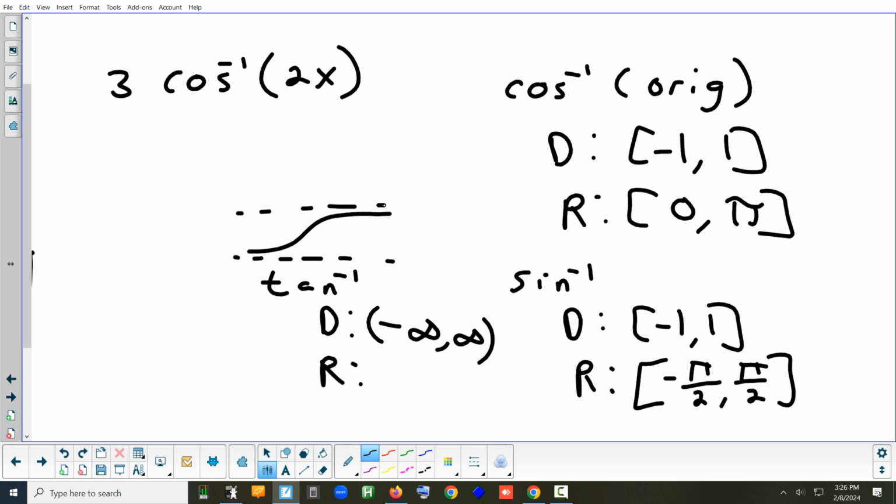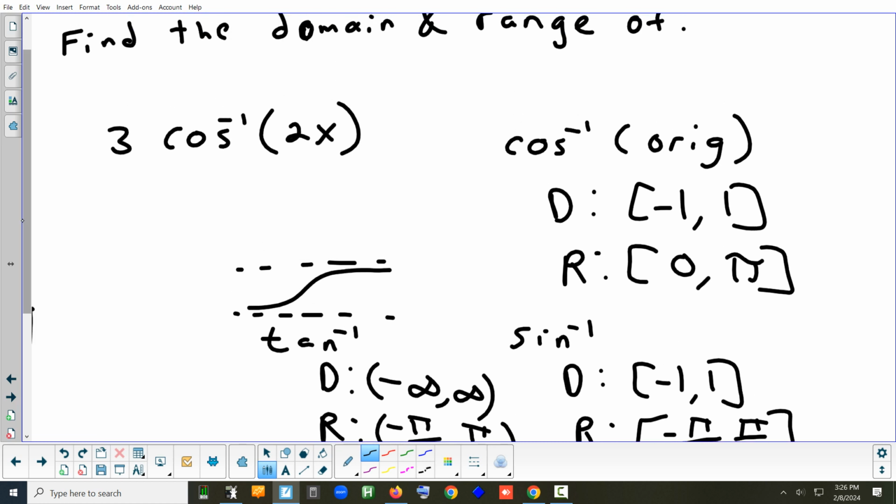Is it negative pi over 2 to pi over 2? Negative pi over 2 and pi over 2. Okay, subtle difference though on the range between inverse tangent and inverse sine. One has brackets, one has parentheses. So that's important. All right, so now let's see if we can find the new domain and range for this one.